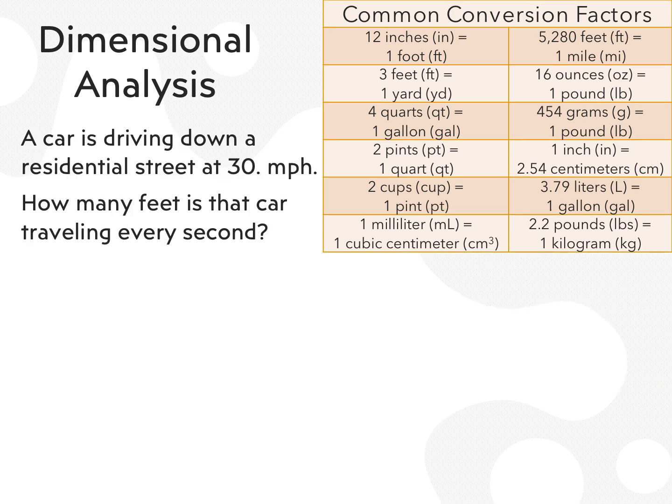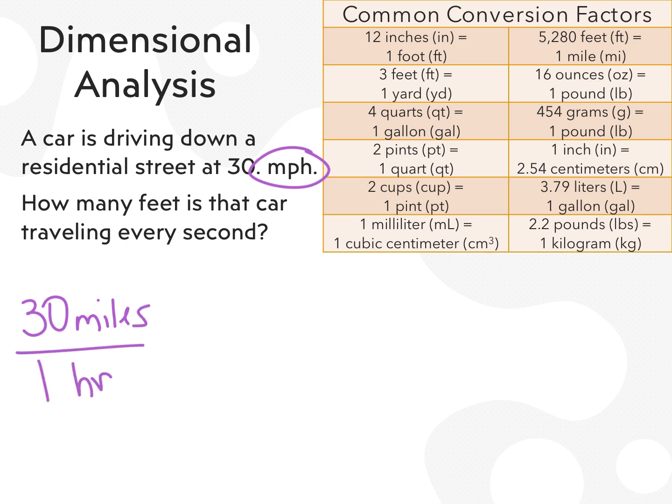All right, let's try another one. A car is driving down a residential street at 30 miles per hour. How many feet is that car traveling every second? So this one is funny. MPH is miles per hour. So it's 30 miles per every 1 hour.